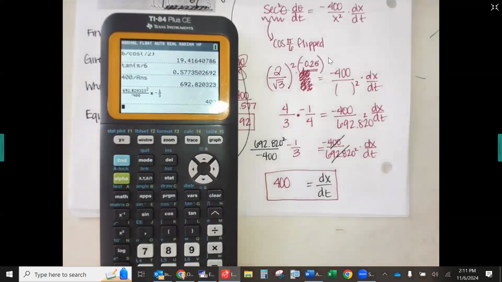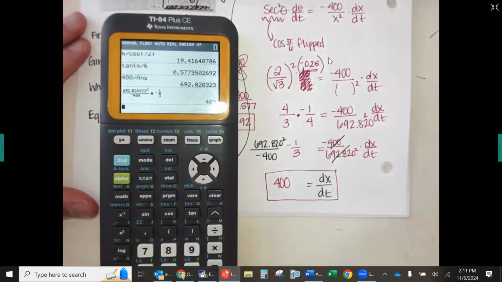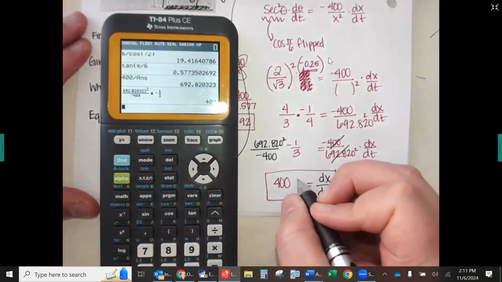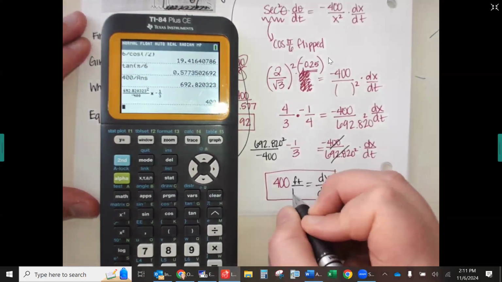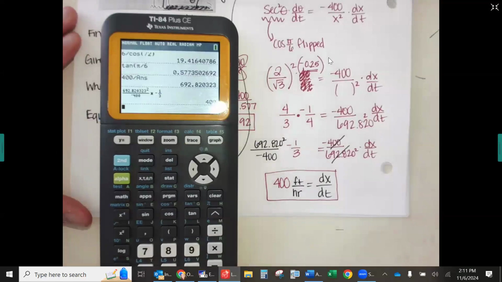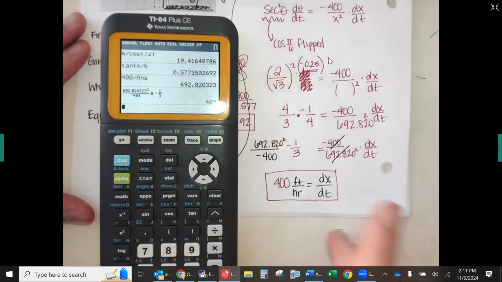Now, dx/dt is measuring a shadow. So what would its units be measured in? Feet per hour is the time for this one. Okay. Most of the angle questions you see, though, are going to be the first type, not this type.